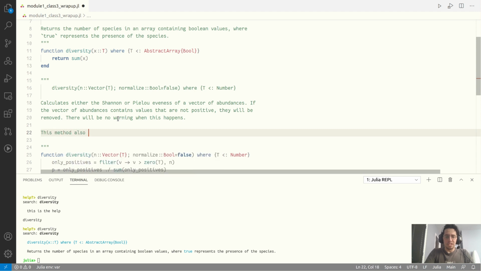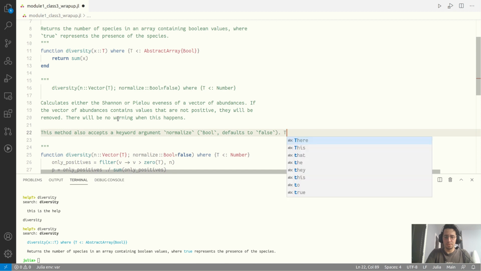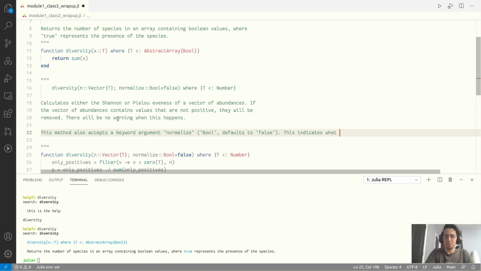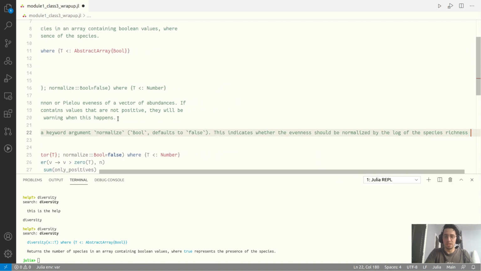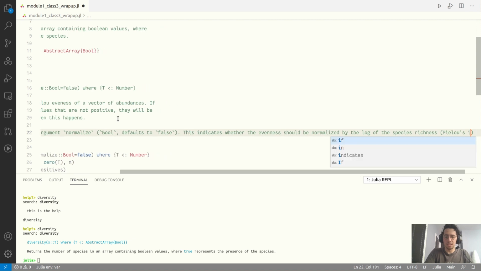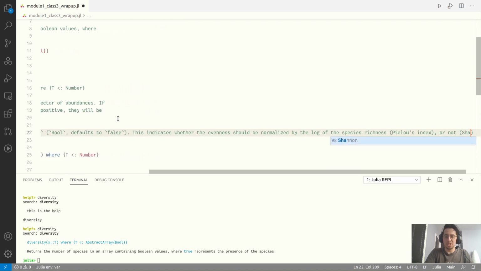This method also accepts a keyword argument, which is called normalize, which is of type bool and defaults to false. And then we're going to be documenting the behavior of the function. So this indicates whether the evenness should be normalized by the log of the species richness, which is Pielou's index, or not, which is Shannon's index.